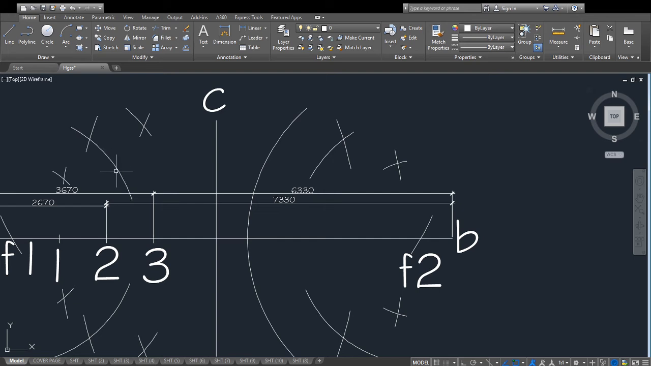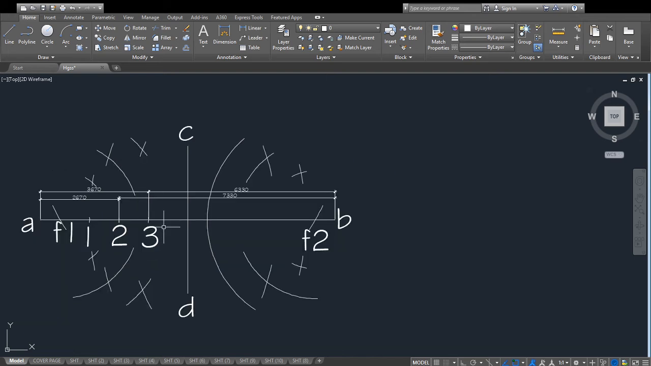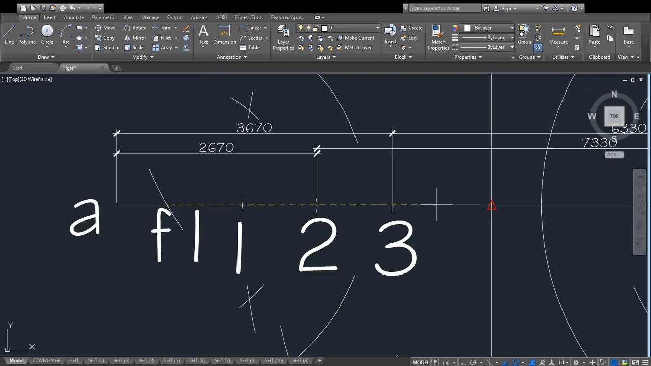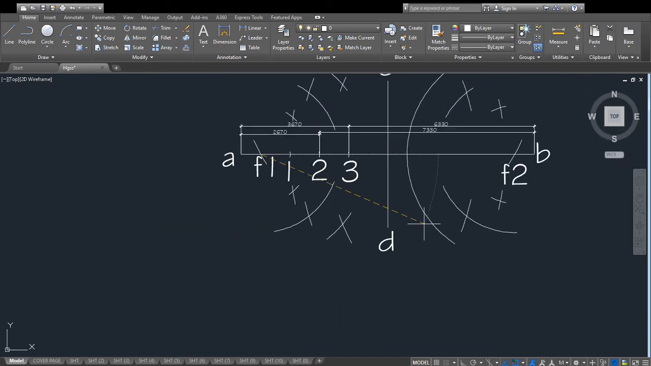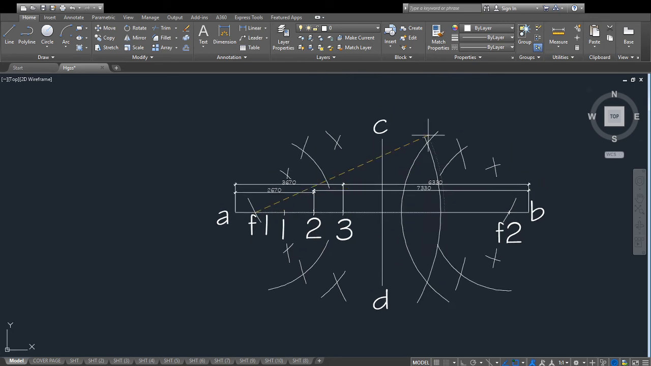Okay, with that same radius of B3, we come to F1. F1 now. Okay, F1 now, and 6330. We pick our arc, come to F1. Okay, F1, 6330. We have this.